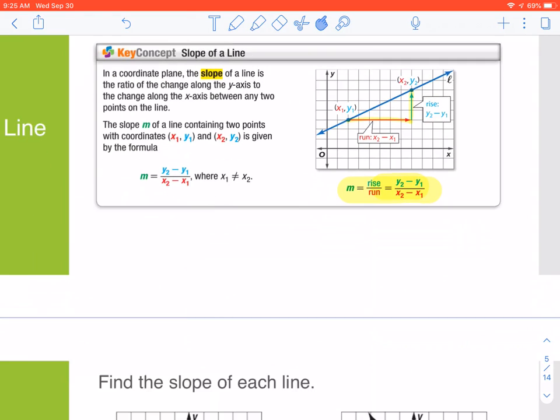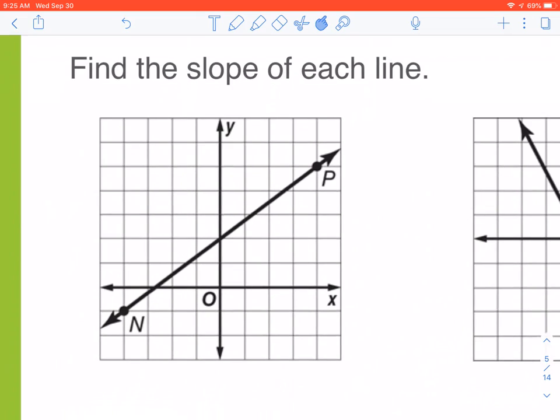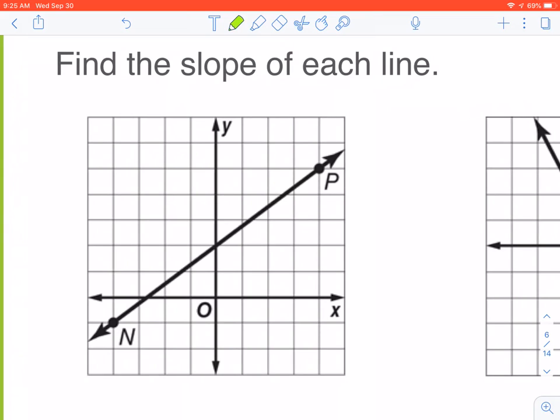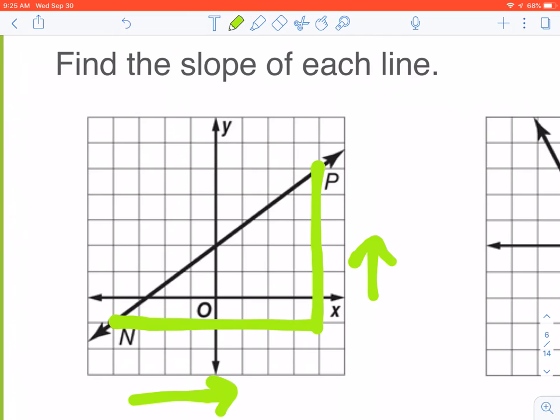Okay, so let's do a couple example problems using a graph. We're going to count. Here's what we're going to do: we are going to basically draw our triangle like that. We always say positive is to the right and positive is up. So we know this is a positive slope, and so we're just going to count.